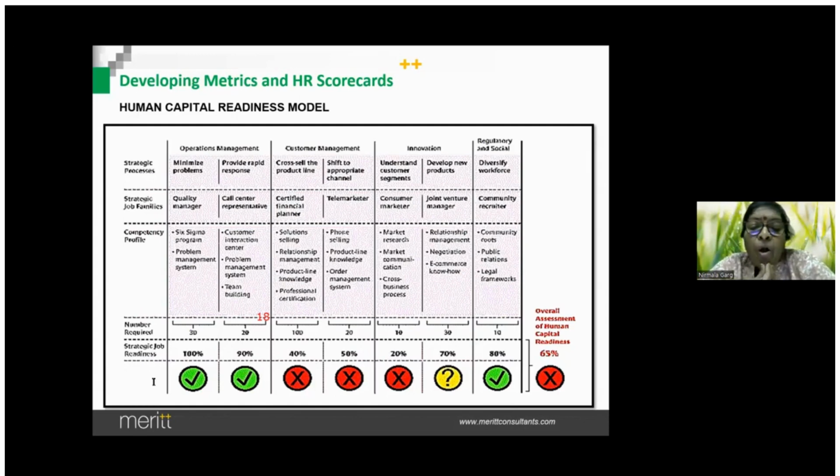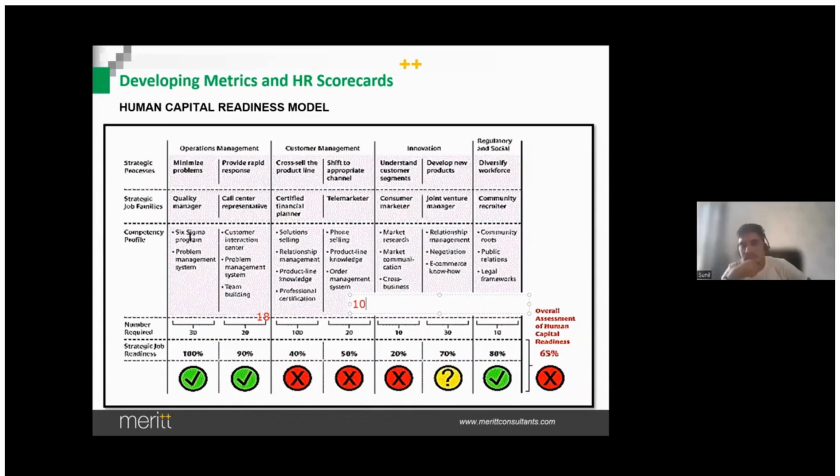Now, how many people are required again? 20 people. But how many people do I have? I have only 10. That means my readiness is only 50%, which is red. You can color code saying that anything below 50 will be red and anything above 75 can be green, etc. That way.